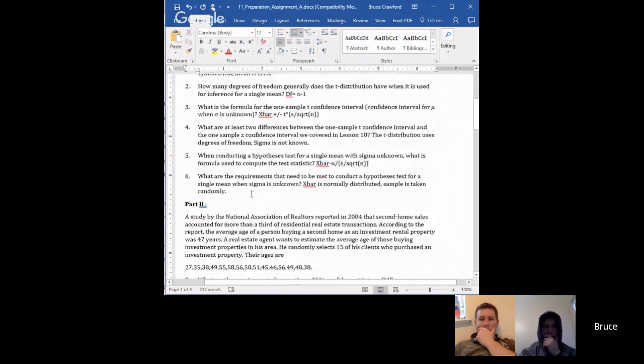Number 6, what are the requirements that need to be met to conduct a hypothesis test for a single mean when sigma is unknown? I said x bar is normally distributed and the sample is taken randomly.